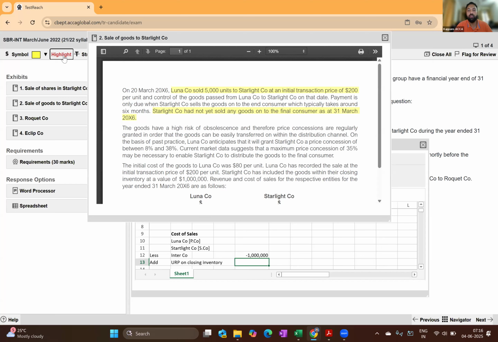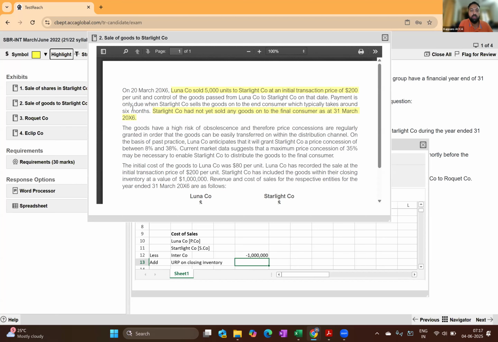The goods have a high risk of obsolescence, and therefore price concessions are regularly granted in order that goods can be easily transferred on within the distribution channel. On the basis of past practice, Luna Company anticipates that it will grant Starlight Company a price concession of between 8% and 38%. Current market data suggests that a maximum price concession of 35% may be necessary to enable Starlight Company to distribute the goods to final consumer. It's information for some other requirements.